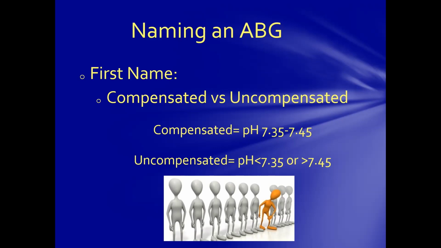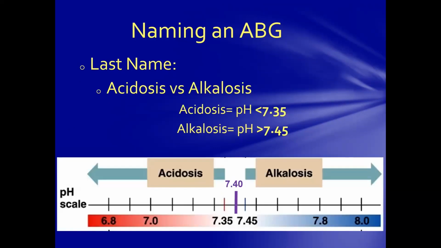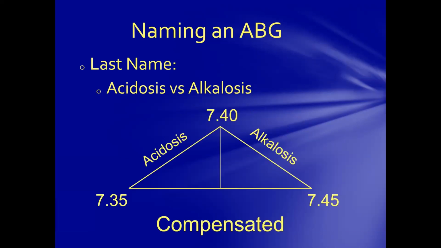If your pH is abnormal, either less than 7.35 or greater than 7.45, your first name is uncompensated. The pH helps us determine not only our first name, but also our last name, whether we're acidosis or alkalosis. Now, acidosis is a pH of less than 7.35, and alkalosis is your last name if your pH is greater than 7.45. Now, what happens if you have a compensated ABG with a normal pH, 7.35 to 7.45?